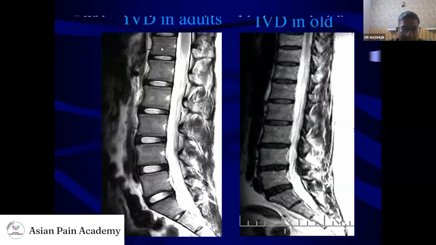Here we can see this is the LS spine in an adult male. So we can see the central hyperintensity on T2 weighted images and the height of the intervertebral disc. But in this aged patient, we can see not only the height has been reduced, but also this hyperintense signal has also been lost. So we say it is a dehydrated, degenerated disc because of the age-related loss of fluid content.